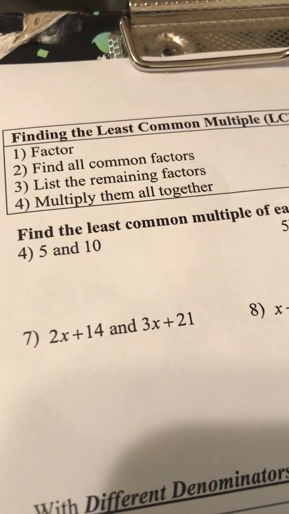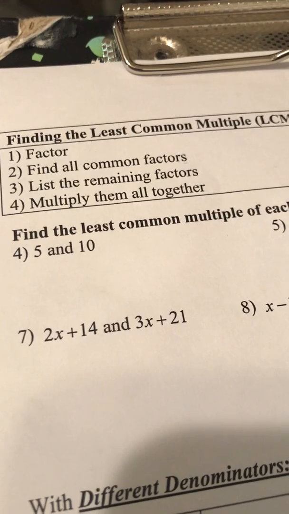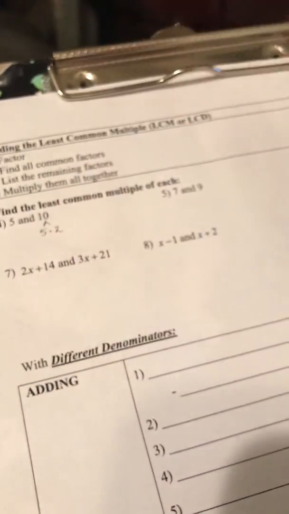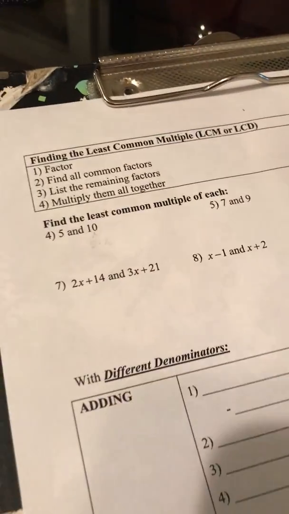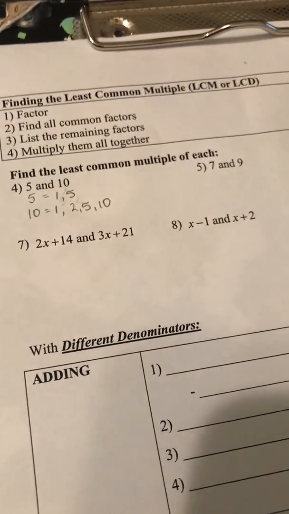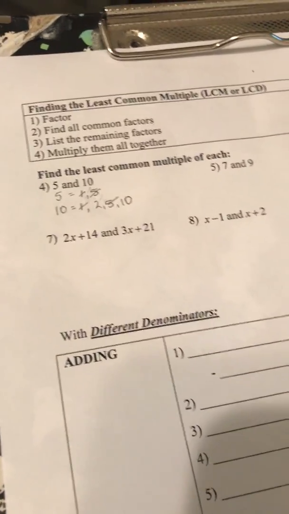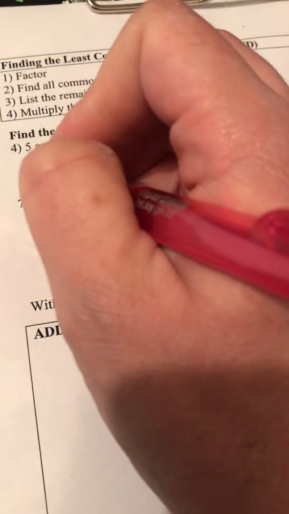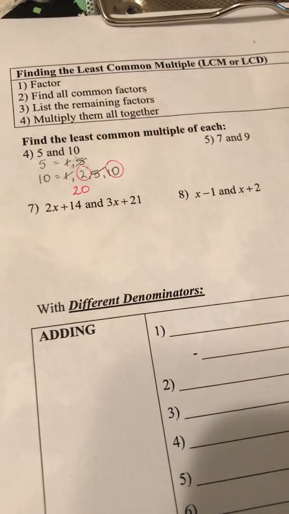Okay, so we're going to start out super simple, with 5 and 10. Actually, I'm going to list it a different way. Sorry, guys. Okay, factors of 5 are just 1 and 5. Factors of 10 are 1, 2, 5, and 10. Cross out what they have in common: the 1, the 5. What's left over is just the 2 and the 10. So its LCM is going to be 20. That's the smallest number that they both go into.